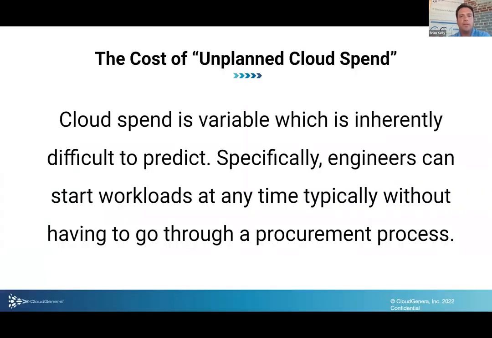The cost of unplanned cloud spend. And this couple sentences here is taken directly from FinOps.org's website. Cloud spend is variable, which is inherently difficult to predict, meaning engineers can start workloads anytime, typically without having to go through governance or without having to go through procurement process. This is translating into budget overruns. This is translating into unexpected expenditures that businesses now have to find a way to account for.